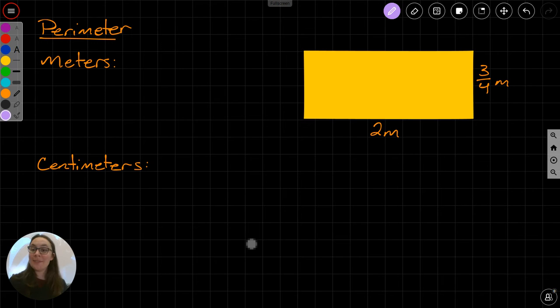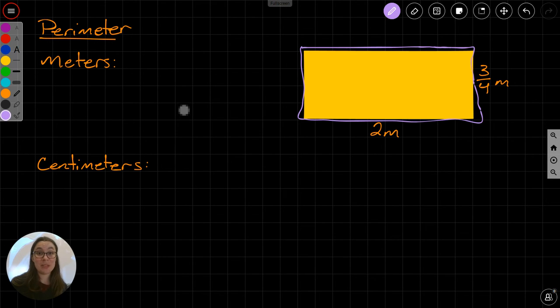We have here a lovely rectangle. It's yellow, it's very nice, and it has a side length of 2 meters and a width, if you might want to call it that, of 3/4 meters. So how do we find perimeter? Well, remember that the perimeter is the fence around an object. Say this is my yard, I'm making a fence around it. The perimeter is the length of my fence. How long is my fence? That's the perimeter. So how do I find that?